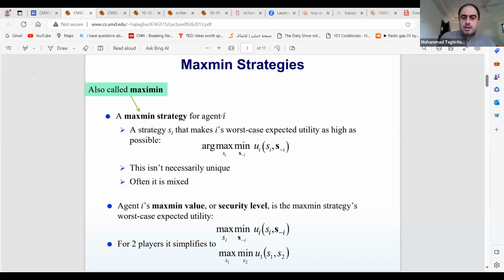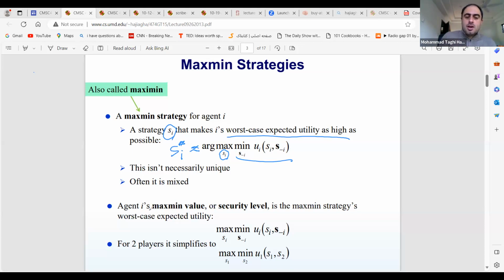A Maximin strategy for agent i is a strategy s_i that makes i's worst case expected utility as high as possible. So here we are essentially finding s_i that maximizes this minimum. We are looking for the strategy that i takes such that in the worst case, he or she is in the best shape. That would be argmax. Argmax reports that strategy, which we call s star i. It is not necessarily unique and it can be mixed.